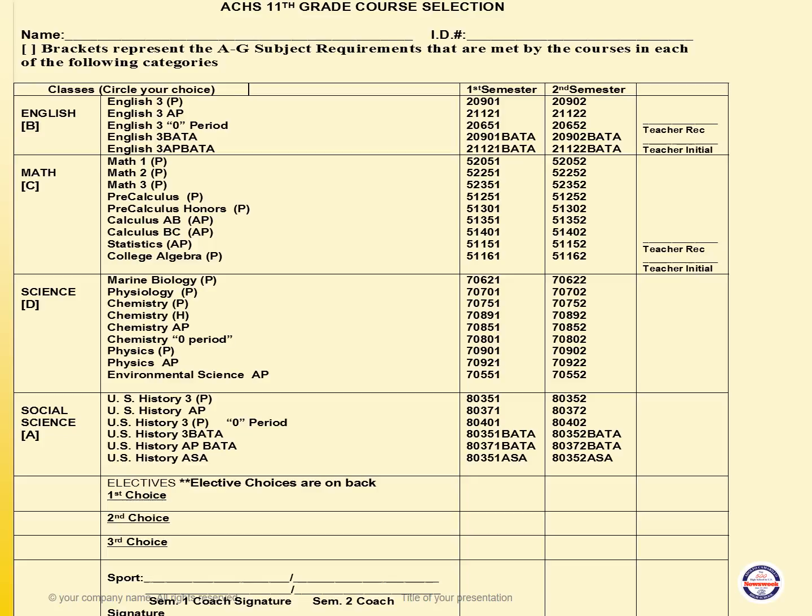and environmental science AP. For the social science category, you will be selecting either U.S. History College Prep or U.S. History AP or U.S. History CP 0 period. Those of you enrolled in the BADA Academy will be selecting U.S. History 3 BADA or U.S. History AP BADA. And for those of you enrolled in the Ag Science Academy, you will be selecting U.S. History ASA.